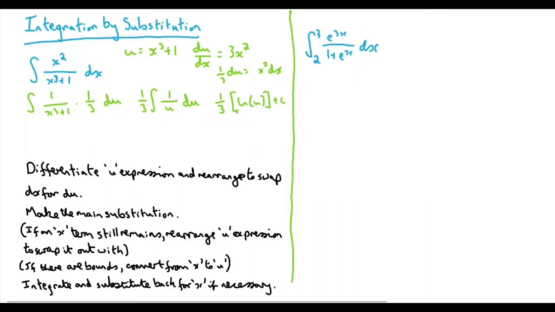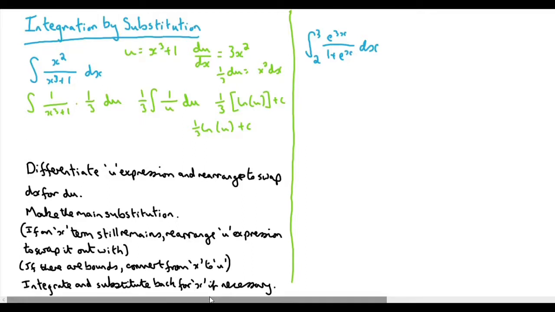In this case, because there's only a single term in there, that's just going to be a third ln u, still plus c. We've ignored these steps here just because there wasn't any x left over and there are no bounds. So yeah, we've just integrated. And now substitute back for x if necessary.